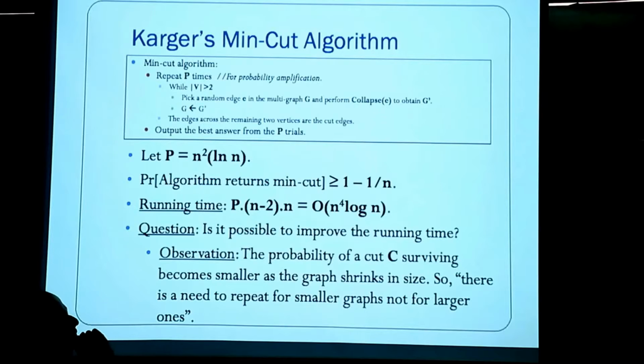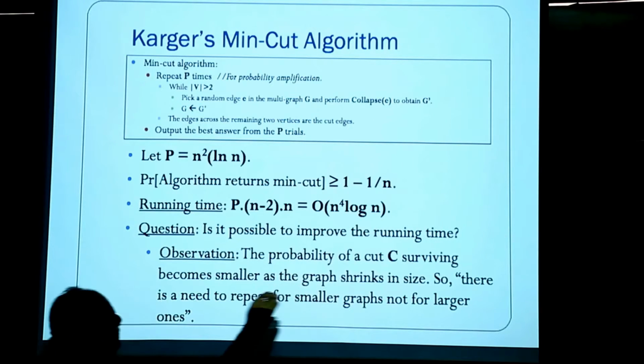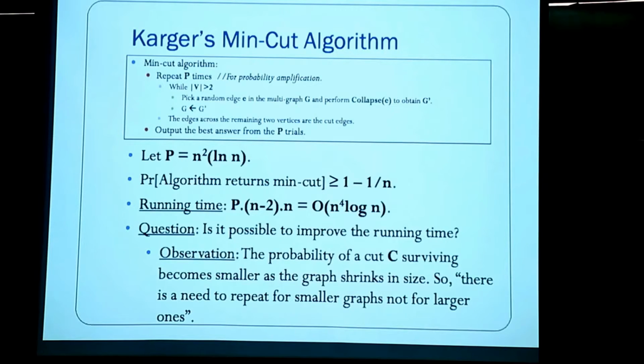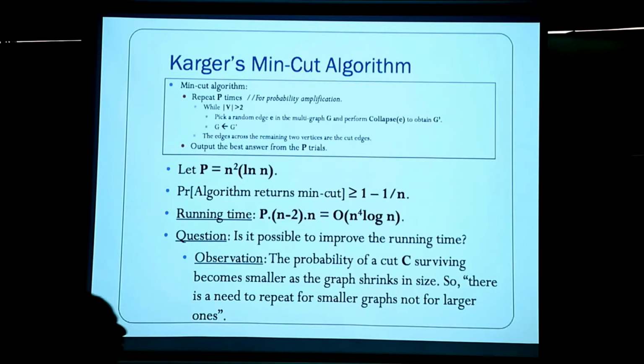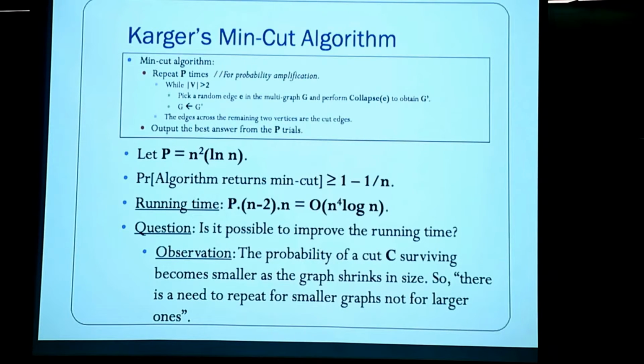The observation that we use to get an improvement on the running time is the following. The probability of a cut C surviving becomes smaller as the graph shrinks in size. So there is a need to repeat for smaller graphs and not for larger ones. Initially the probability is good. The probability that the collapsing edge does not belong to the min-cut is 1 minus 2 over n, which is really good. It only becomes smaller when your graph shrinks and becomes smaller and smaller. So at that time, you want to boost the probability.